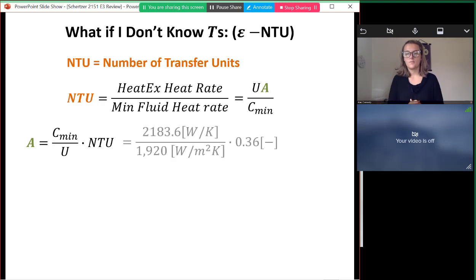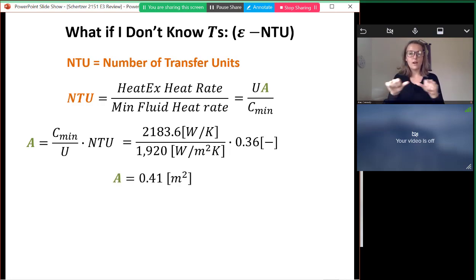So now I know capital U, so I can find area by using this expression. I put some numbers into my calculator, and I find that I need 0.41 meters squared worth of area. It's not what the problem asked me for. If I was grading this problem and you forgot to find the length of the tube and just left it at the area, you would have demonstrated that you already knew the heat transfer part, right? But it does ask us for the length.